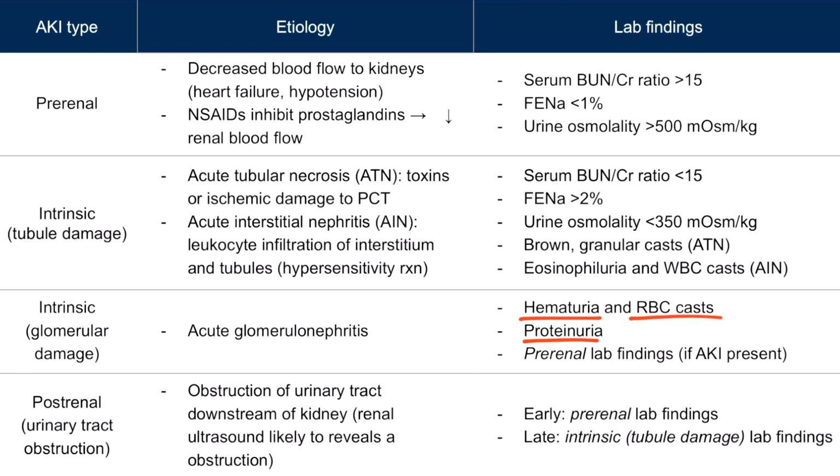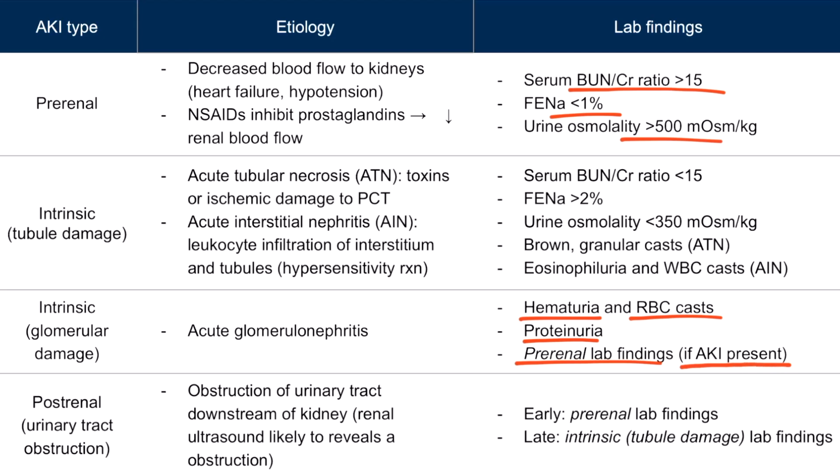Well, the tubules are working, right? It's only the glomerulus that's having problems. So you would expect urinalysis to produce findings similar to pre-renal azotemia. So a BUN to creatinine ratio greater than 15, a fractional excretion of sodium less than 1%, and a urine osmolality greater than 500. Lastly, notice that I've written here "if acute kidney injury is present."